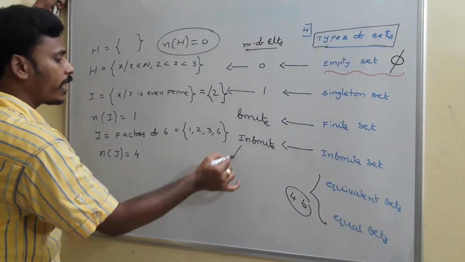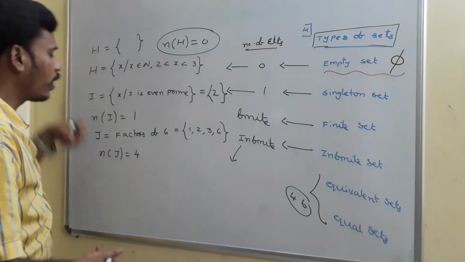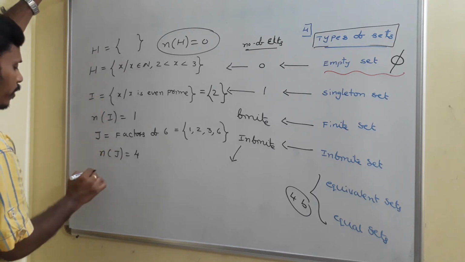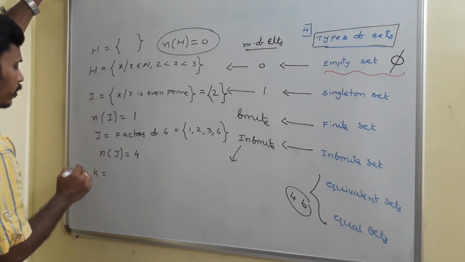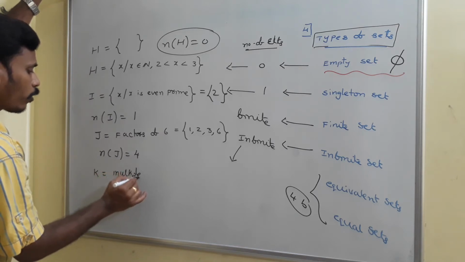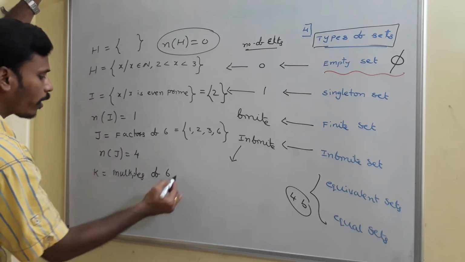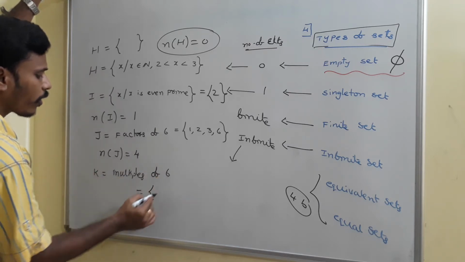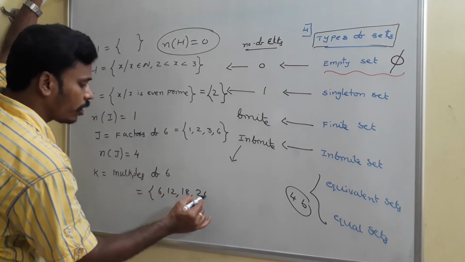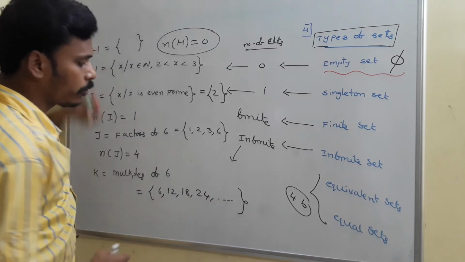Whereas the infinite set is a set which contains an infinite number of elements. For example, if I say K, multiples of 6, K is a set which contains all the multiples of 6. So how can we write the multiples of 6? We will write the multiples of 6 like this: 6 into 1, 6 into 2, 6 into 3, 6 into 4, and so on. If you observe, all these are the multiples of 6, right?